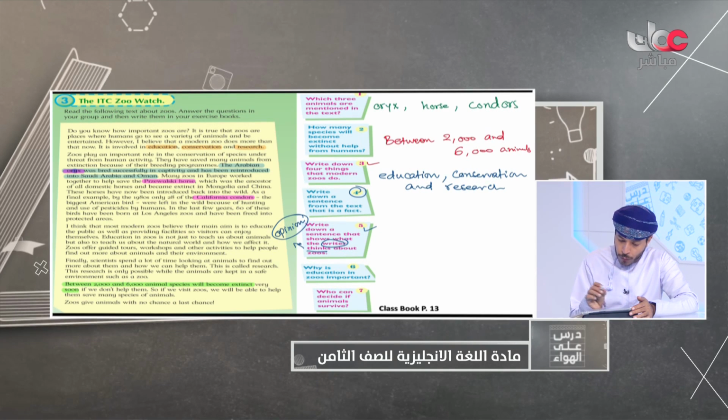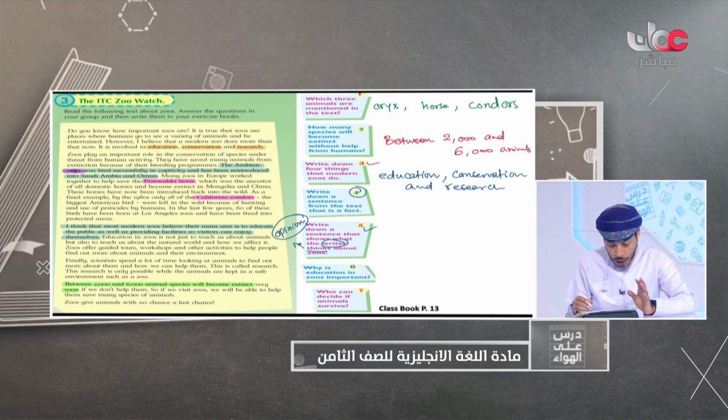And here we have to look for a sentence that expresses the writer's opinion. For example, look at this one. It's a bit a long sentence. It says, I think. Okay, so this sentence is talking about the writer's opinion. I think that modern zoos believe their main aim is to educate the public as well as providing facilities so visitors can enjoy themselves. And for question number 6, why is education in zoos important?